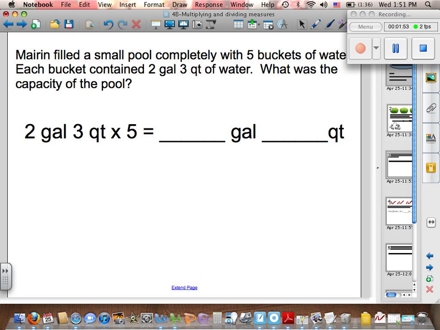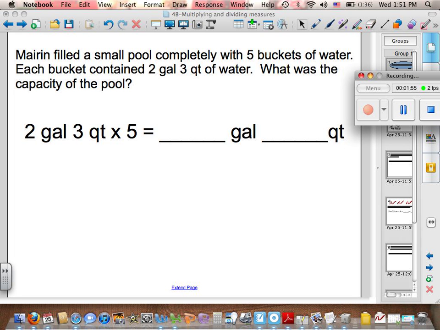This next problem involves a lovely name, Marin. Marin filled a small pool completely with 5 buckets of water. Each bucket contained 2 gallons, 3 quarts of water. What was the capacity of the pool? So we know that each bucket would contain the same amount of water. In order to find the capacity, we can just multiply 2 gallons, 3 quarts, which is the capacity of the bucket, times 5. And then we will find the capacity of the pool.